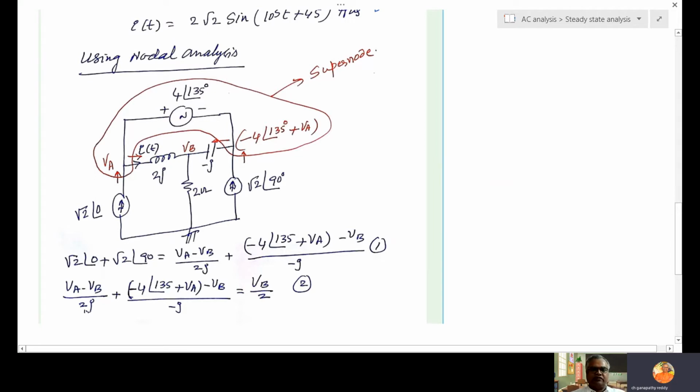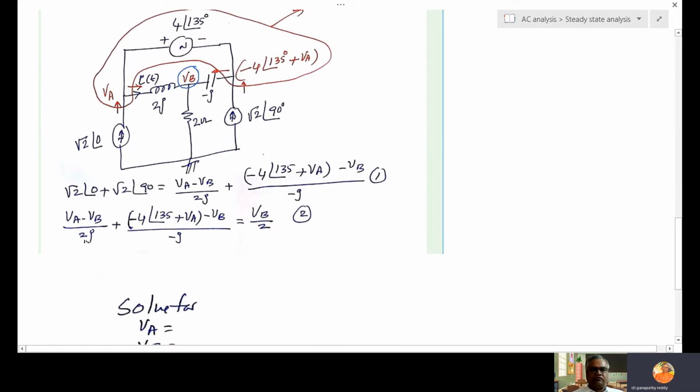The voltage here is known. Why known? So start here, go to ground following the KVL sign convention. Minus 4∠135 plus VA is the voltage here. Because there is only a voltage source between these two nodes, it will form a super node. So one equation is at the super node. The second equation is at a normal node. So write one equation here: two unknowns, two equations.